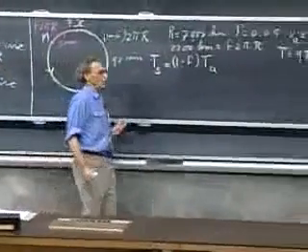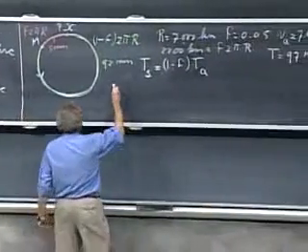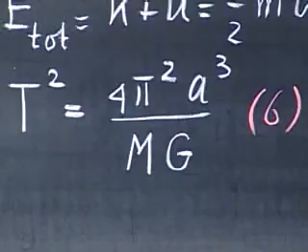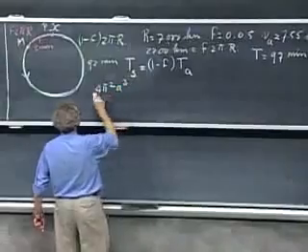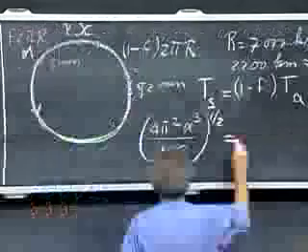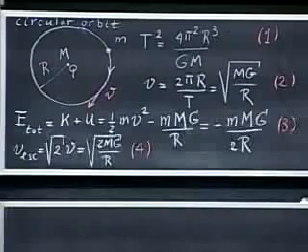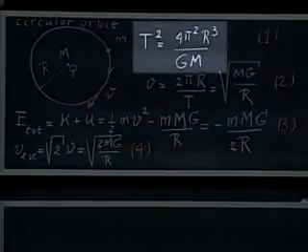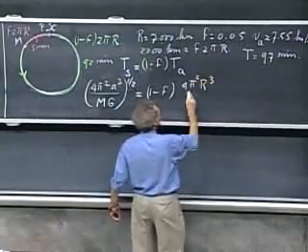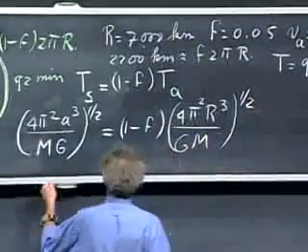What is the orbital period of the sandwich after the throw? Well, that is 4 pi squared, you can find that in equation number 6, times a to the third divided by GM to the power 1/2. That must be equal to 1 minus f times the orbital period of the astronauts who were in circular orbit. So I take equation number 1. So that is 4 pi squared r cubed divided by GM to the power 1/2. That is a necessary condition.